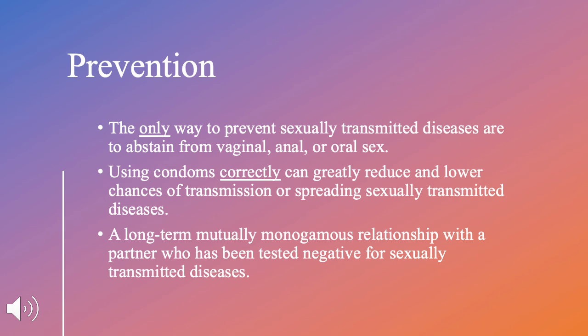Lastly, we will talk about prevention. The only way to prevent sexually transmitted diseases is to abstain from vaginal, anal, or oral sex. There are two ways that you can greatly reduce and lower your chances of transmission or spreading sexually transmitted diseases. The first way is to use condoms correctly, and the second way is to maintain a long-term mutually monogamous relationship with a partner who has tested negative for sexually transmitted diseases.